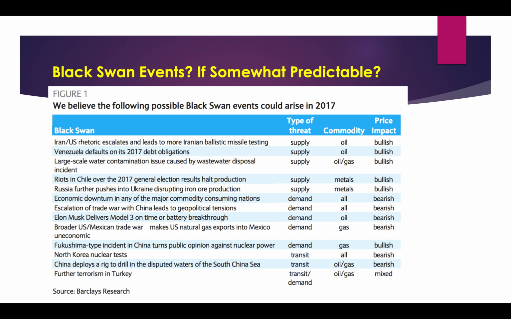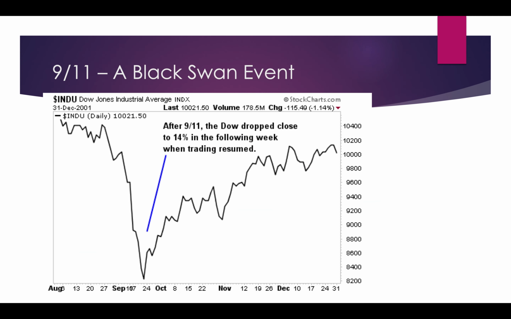All of these affect prices in some way. I would not call any of these black swan events because it's not going to have a huge impact on the overall market. Or maybe they would, but these didn't happen. So it's very difficult to predict black swan events. 9/11 was certainly one. The Dow dropped 14%, the S&P 500 dropped around 9-10% in the week when trading resumed.